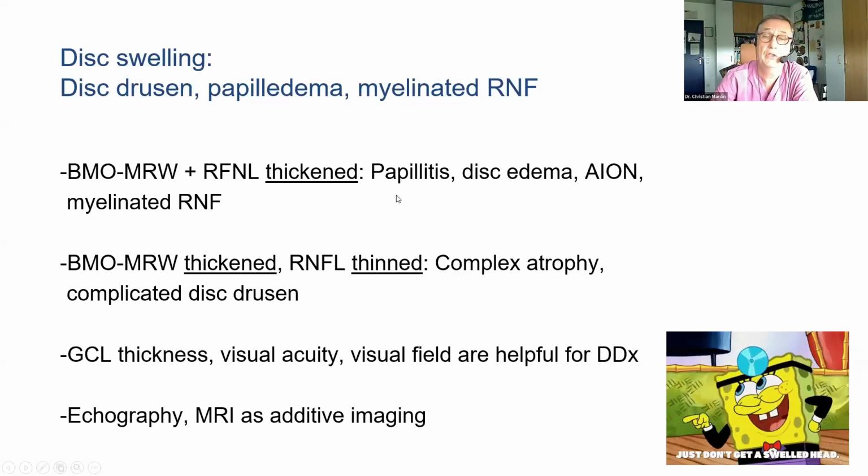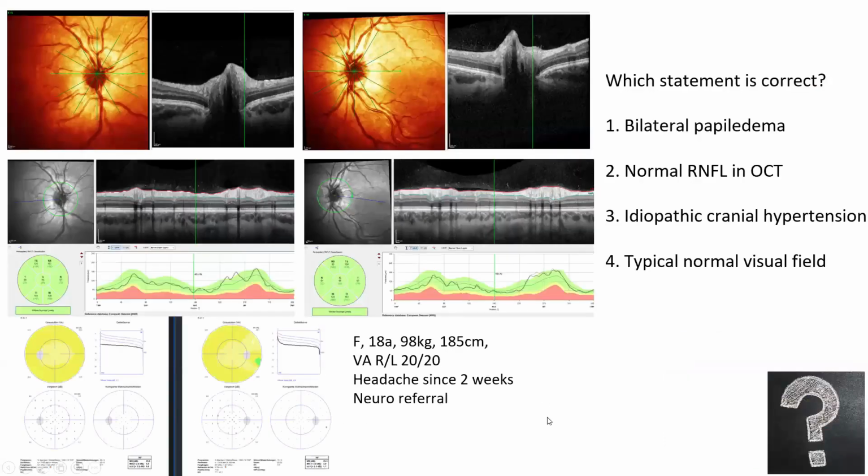Here you have to look at the function, visual field, and visual acuity. If the rim is thickened and the nerve fiber layer is thinned, then you may have complicated Drusen. The ganglion cell thickness may help you a lot in this case for differential diagnosis, along with visual acuity, visual field, and of course echography and MRI. OCT is never standing alone, as helpful as it might be.